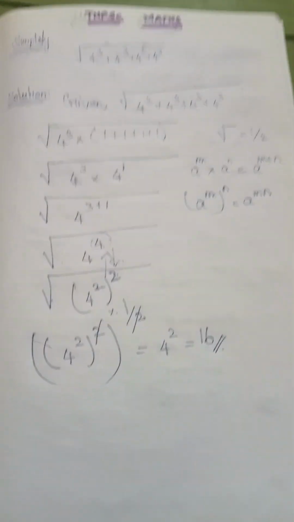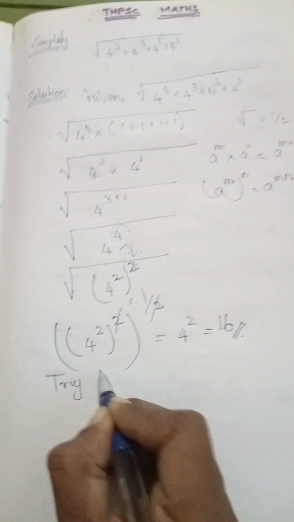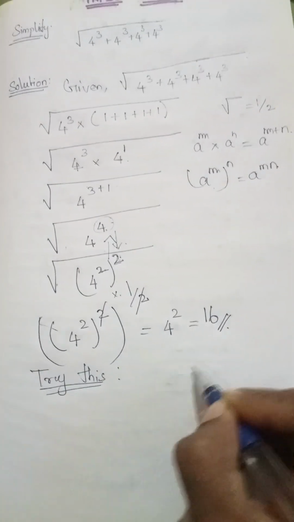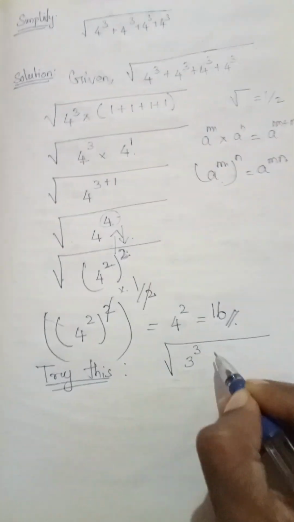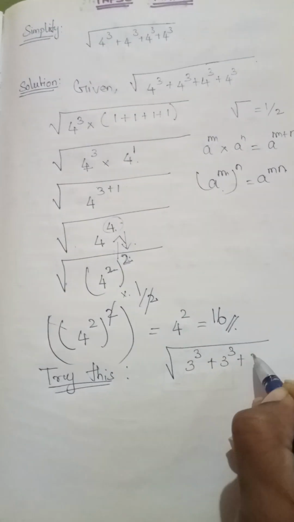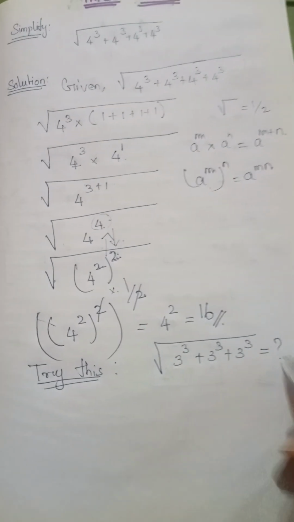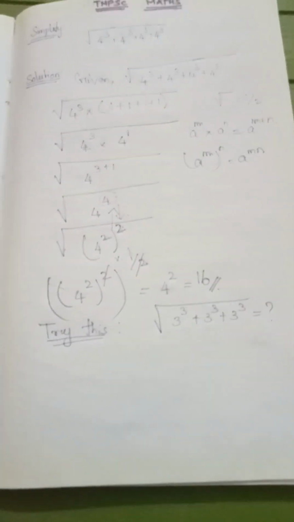Okay. Next sum, try this. Square root of 3 cube plus 3 cube plus 3 cube. What is the answer? So try and comment your answer.